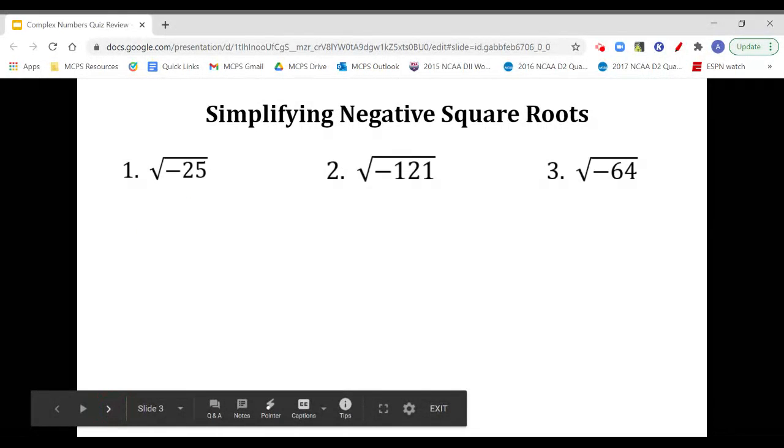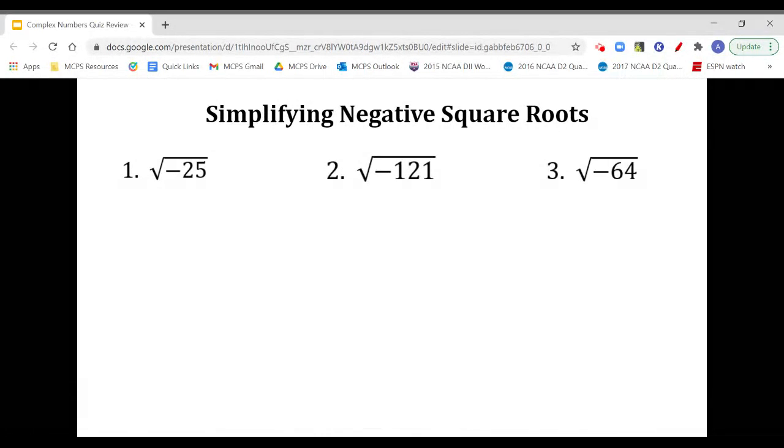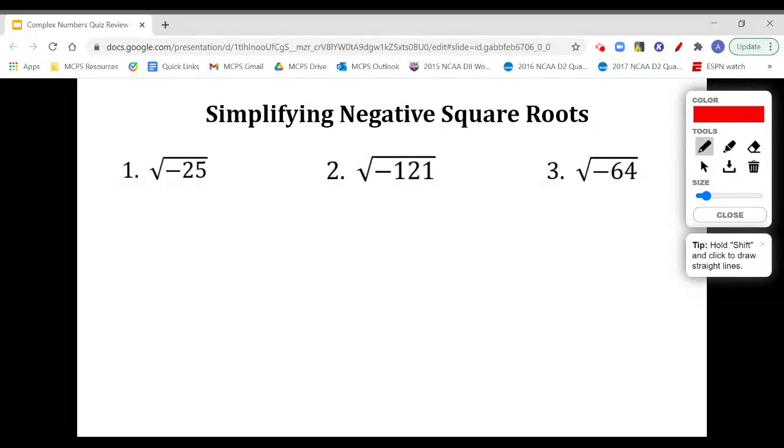So here we are starting with simplifying negative square roots, okay? And before we even start that, we should have a quick reminder of what exactly is i. Okay, and i is the square root of -1. And that's sort of the basis for everything that we are doing in this video and everything we've been doing in this unit. So you should know that by now.